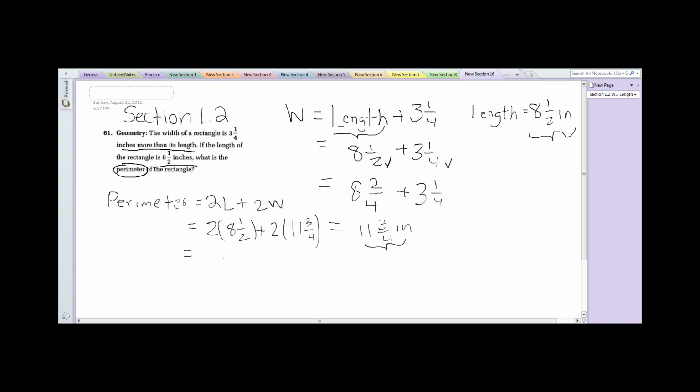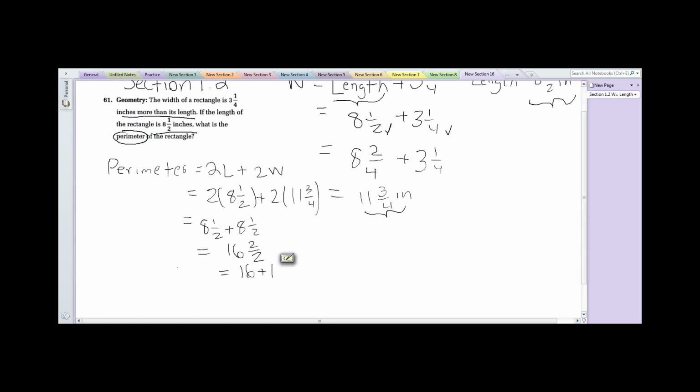So what do we actually have here? Well, let's see. We have 2 times 8.5. Now 2 times 8.5 means that we have 8.5 twice. So 8.5 plus 8.5, what is that going to be? Yes, 16 and 2 over 2. But that 16 and 2 over 2 is actually 16 plus 1, which is 17.